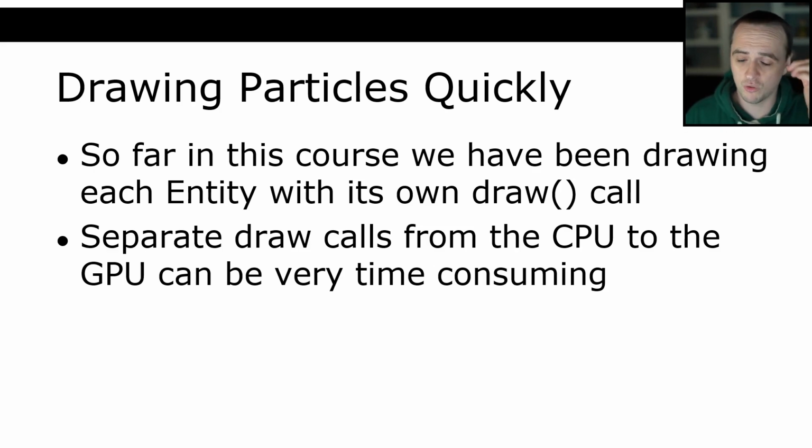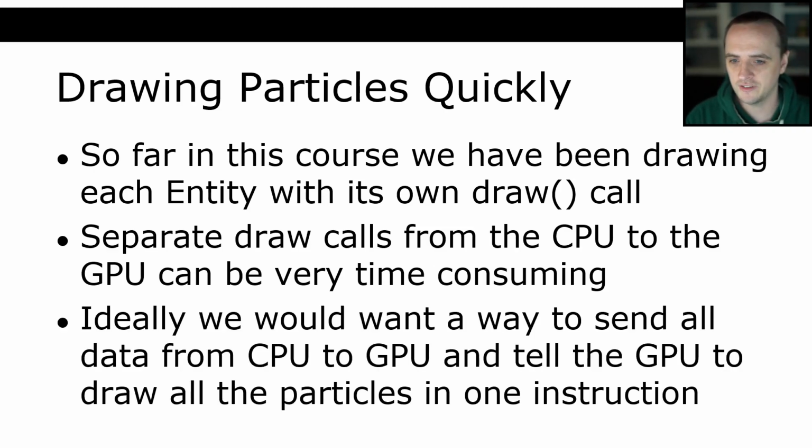So in our program, we loop over all of our entities. We essentially say for each of our entities, draw that entity. And every time we go through that loop, every time we're at a new entity, the CPU has to send some data to the GPU and a command to the GPU to draw something. And that can be really slow. So ideally, we would want a way to send all of the data from the CPU to the GPU and tell the GPU to draw all the particles in just one instruction, right?